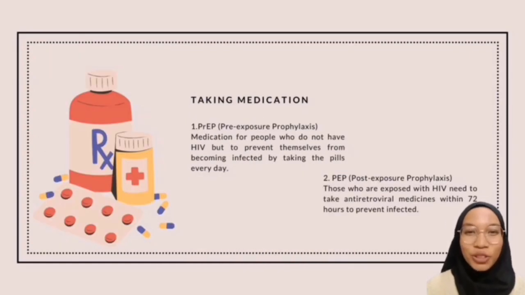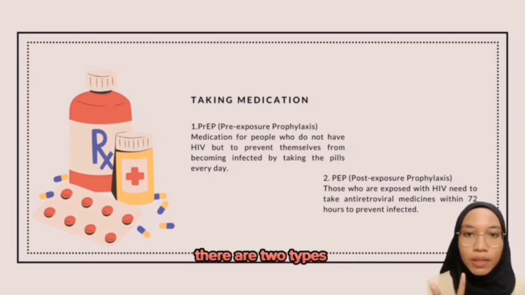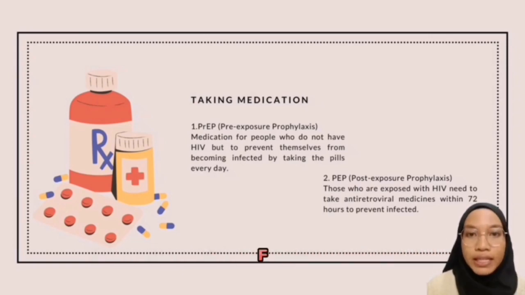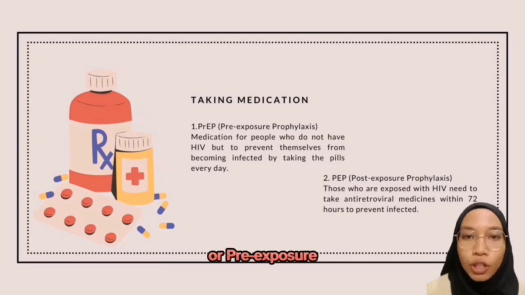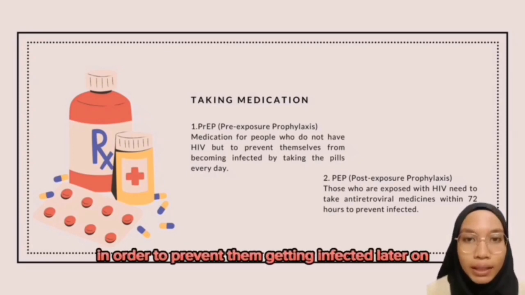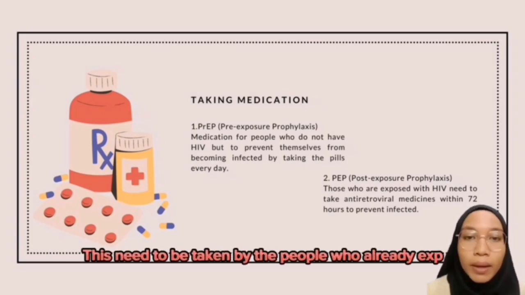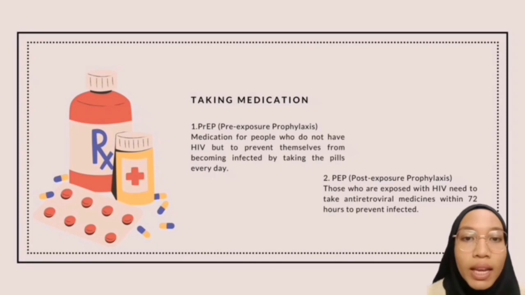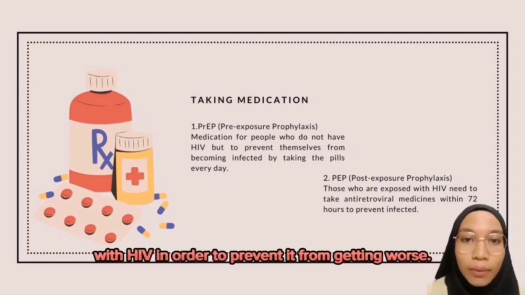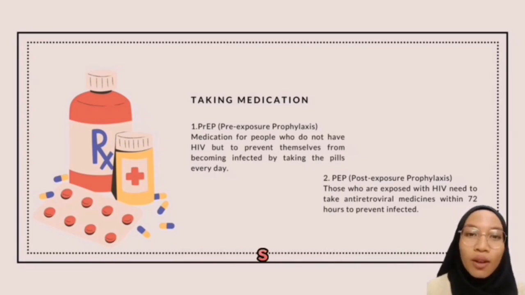Other than that, through medication, there are two types of medicines that can be taken. First, PrEP or pre-exposure prophylaxis. This medication is taken by people who do not have HIV but want to take it in order to prevent getting infected later on. And the second one is PEP or post-exposure prophylaxis. This needs to be taken by people who have already been exposed to HIV in order to prevent it from getting worse. So that's all from my part.